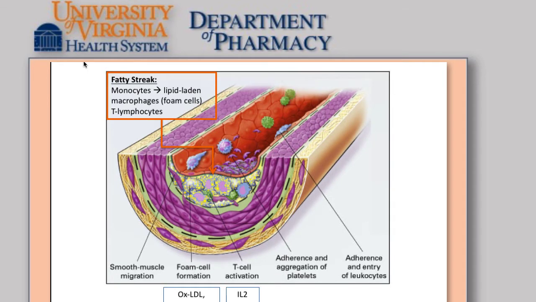Over time, we see something called the fatty streak develop. The fatty streak is one of the first visible signs of atherosclerosis and the first lesion you're really able to see. This is primarily made up of foam cells, and their formation is mediated by oxidized LDL and interleukin-1, as well as tumor necrosis factor alpha. It's also mediated by T cell activation caused by the actions of interleukin-2 and tumor necrosis factor alpha as well. You also see some smooth muscle migration.